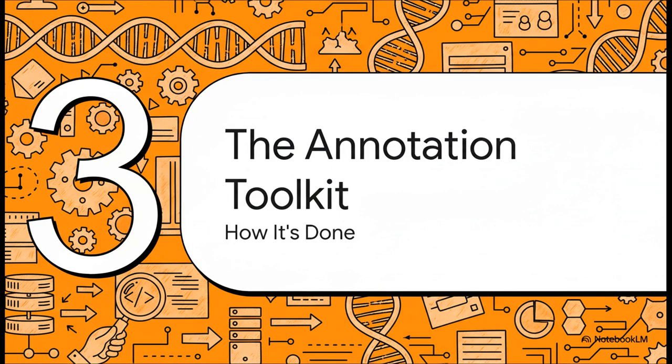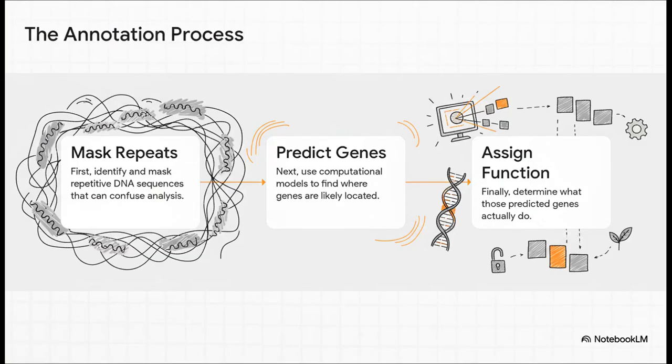Okay, so how do scientists actually do this? How do they perform this translation? Well, they've got a whole set of really powerful tools and a pretty clear process they follow. The whole process is kind of like detective work. First, in step 1, you've got to clean up the data by finding and masking all these repetitive DNA sequences that can kind of confuse the analysis. Then, step 2, you use computers to predict where the actual genes, the important clues, are located. And then, the final, most important part, you figure out what those genes actually do. You assign them a function.